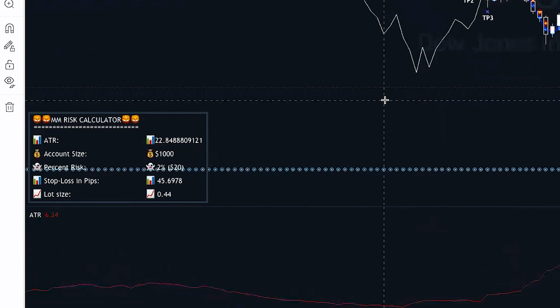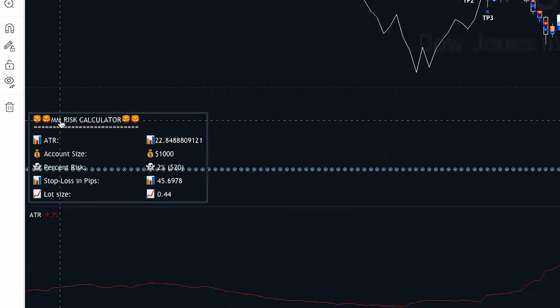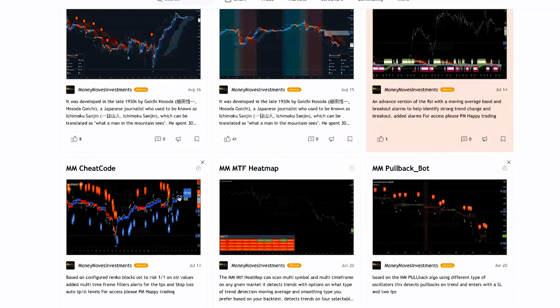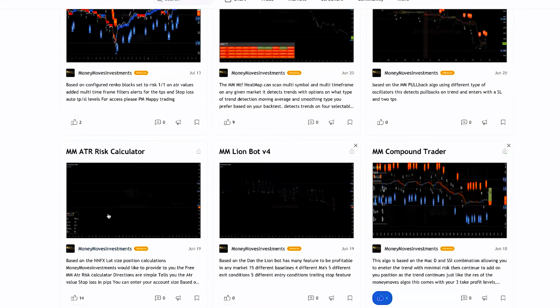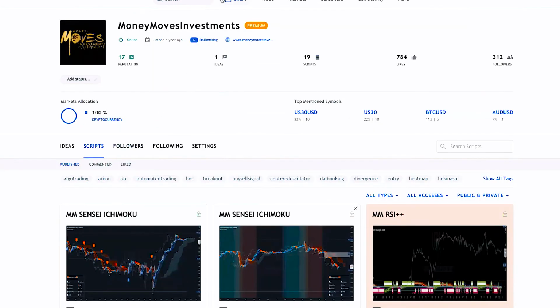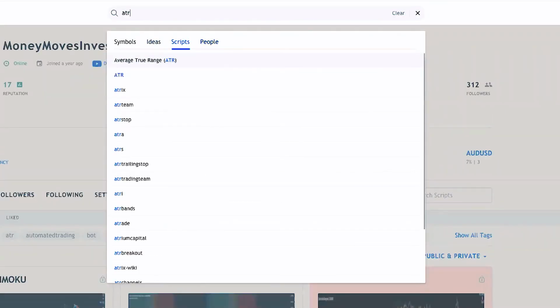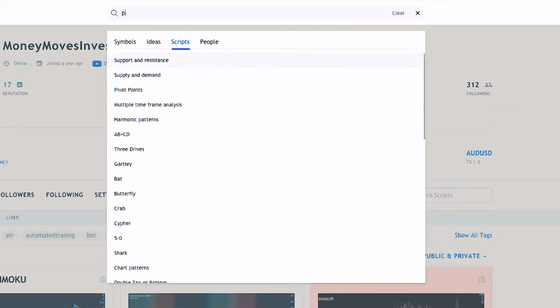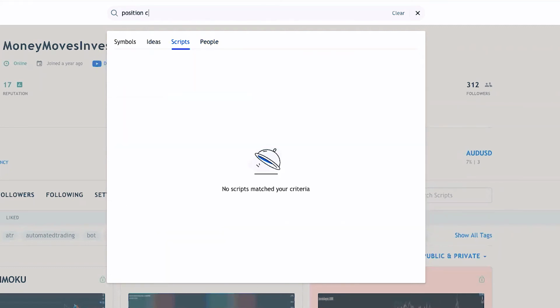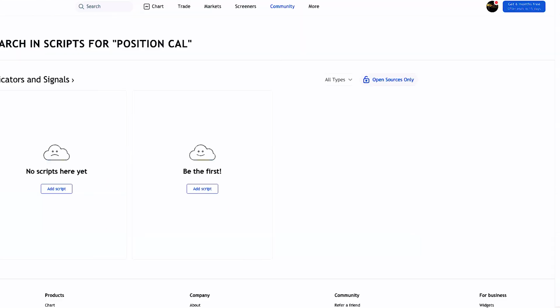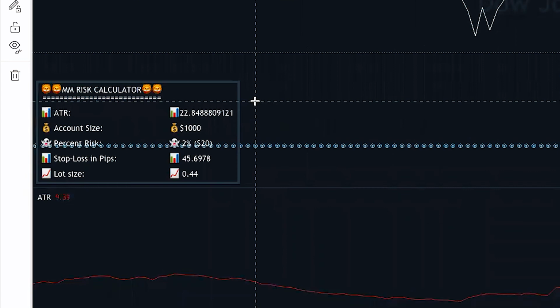So in every one of our algos, we have the Money Moves risk calculator. Now you can also go to my profile and I have the risk calculator for free. It's a free indicator. There isn't another one on TradingView. You can, let's see, scripts, ATR. Let's just say position. Doesn't exist, right? So I'm the only one on TradingView with a position lot indicator that can do this for you.